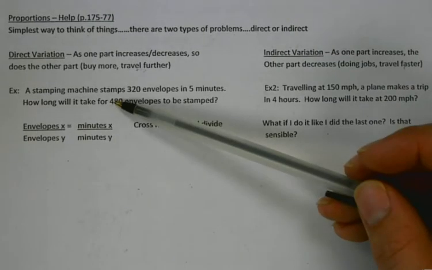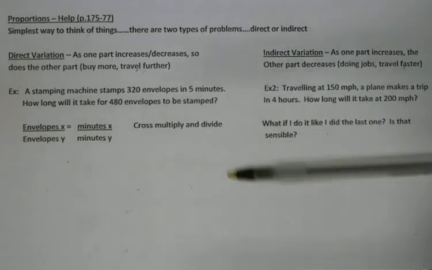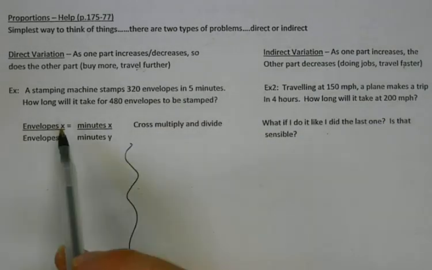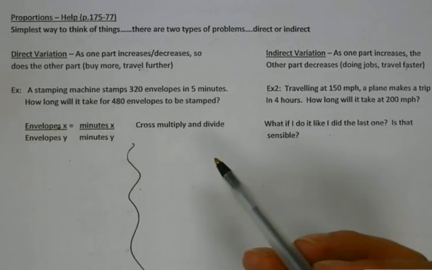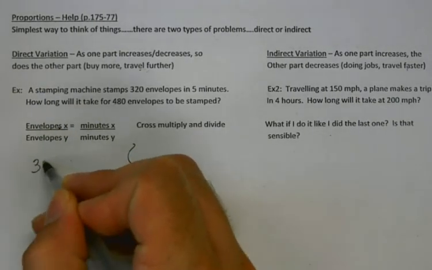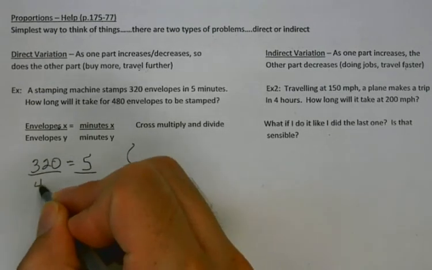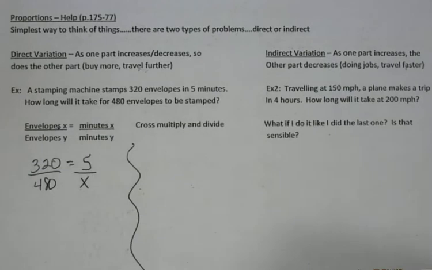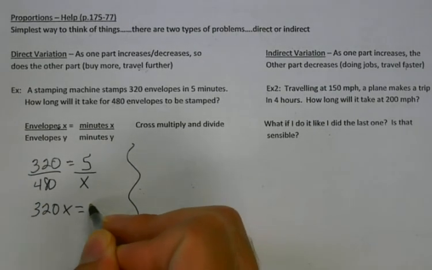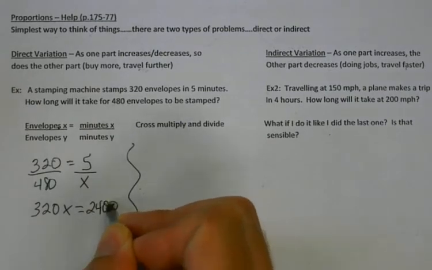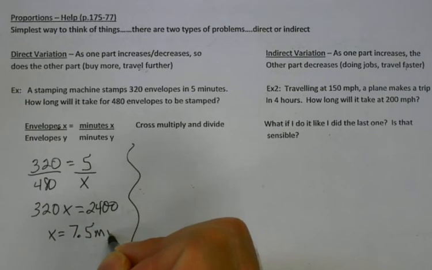So for instance here, a stamping machine makes envelopes, 320 in 5 minutes. How long will it take for 480 to be stamped? Now again, we're going to split this off. You can set things up as a proportion. Envelopes in minutes, just like this. So in this case, I could say, okay, 320 envelopes takes 5 minutes. 480 takes how many? I don't know. I go ahead, I cross multiply, and I divide, and I get 7.5 minutes.